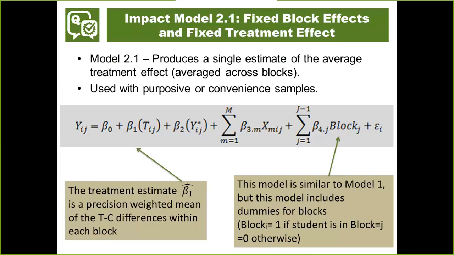The treatment estimate beta hat 1 is a precision-weighted mean of the treatment control differences within each block. Precision weighting means that the blocks with more precise estimates get more weight in calculating this overall average weighted treatment effect. Usually, treatment effects from blocks with larger sample sizes are more precisely estimated. Remember, because there was assignment within blocks, you can calculate a treatment control difference within each block, and then this model averages those treatment control differences across the blocks.